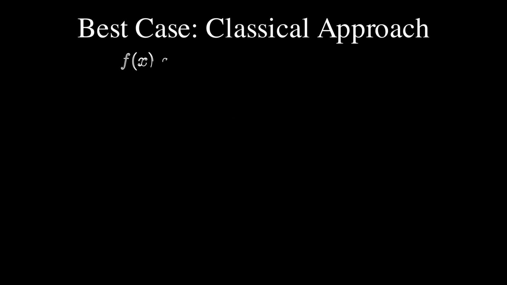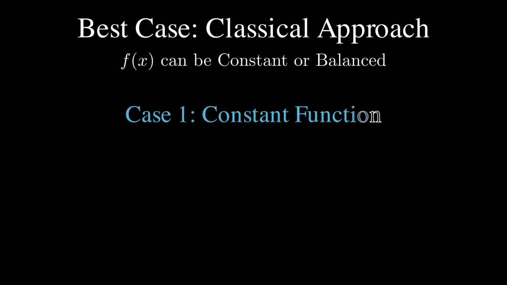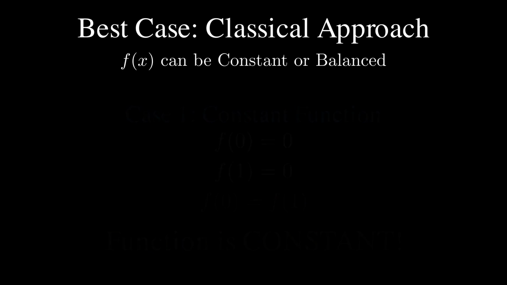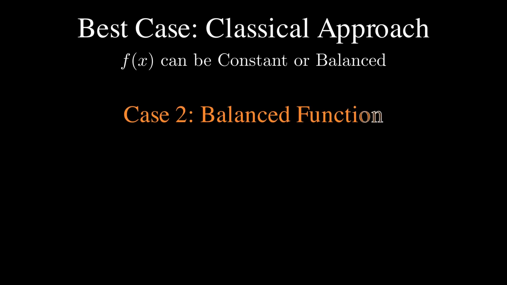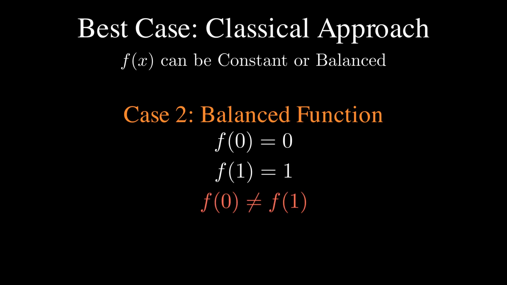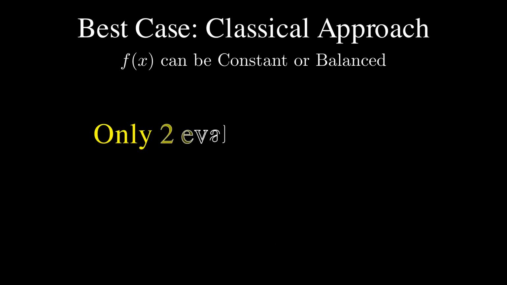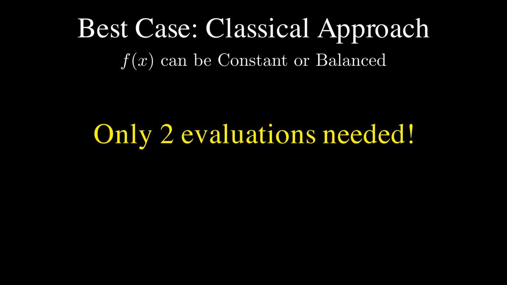So reiterating, we're going to determine if the function is constant or balanced. The first case is a constant example. We have the two evaluations, and then we're going to compare their outputs. We see that they're equal, so the function is constant. Case 2 is a balanced example, so we do two evaluations and then compare their outputs. We see that they're not equal, so we know that the function is balanced. In conclusion, the best case scenario is only two evaluations.